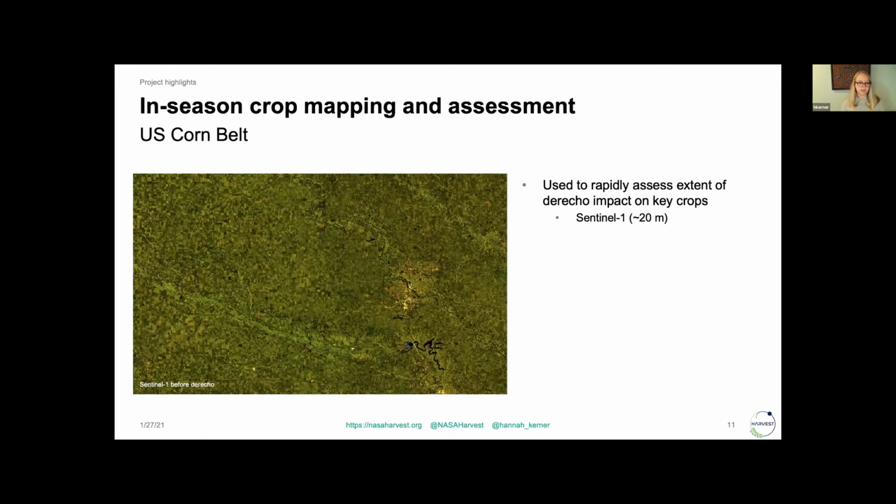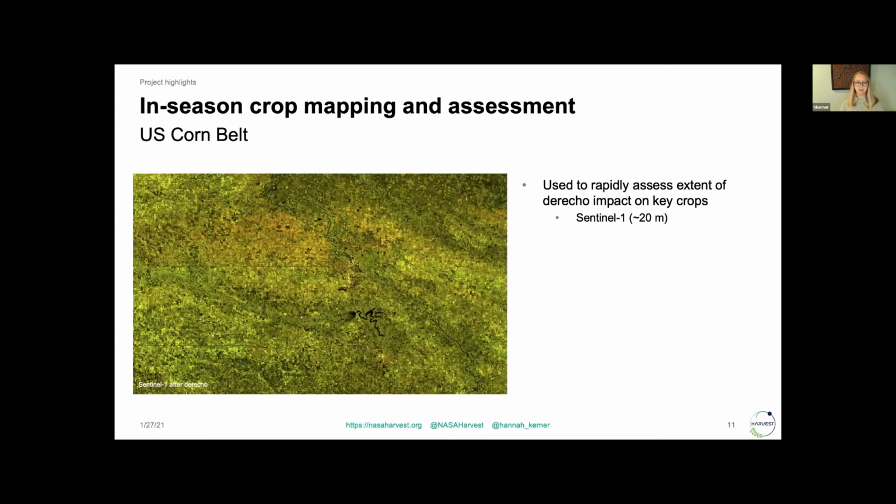So back in August, when this derecho, a high-speed windstorm, hit Iowa and exacted a large amount of damage on crops there, we immediately looked to Earth observations to assess the impact of that storm. This image is showing a Sentinel-1 image before the derecho, and then after the derecho, we see huge changes in the signal from Sentinel-1, which is synthetic aperture radar, really measuring the textural response or the textural changes from those crops. And so we use Sentinel-1 in order to map the extent of the derecho damage.